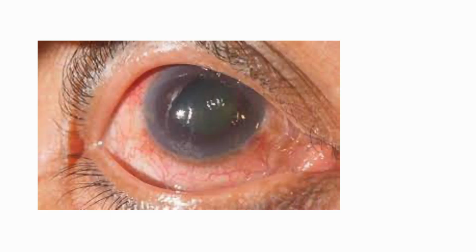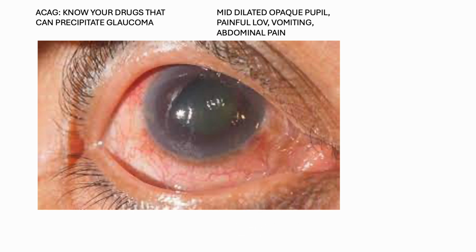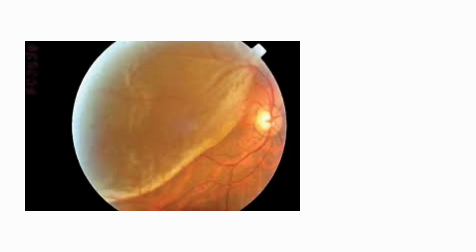This patient is coming with abdominal pain, vomiting, and headache and loss of vision. If you see cloudy cornea, which is mid-dilated and fixed, that is acute angle closure glaucoma. You need to know the drugs that can precipitate glaucoma. So mid-dilated opaque pupil, painful loss of vision, vomiting, and abdominal pain. Treatment is pilocarpine, mannitol, acetazolamide, timolol, and definitive treatment is iridotomy.